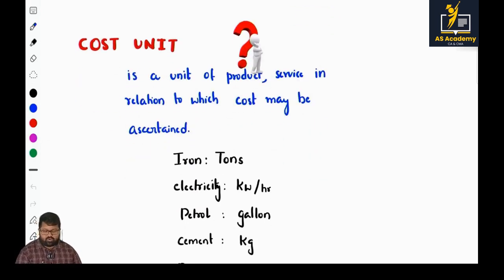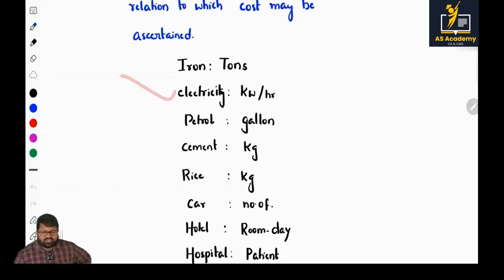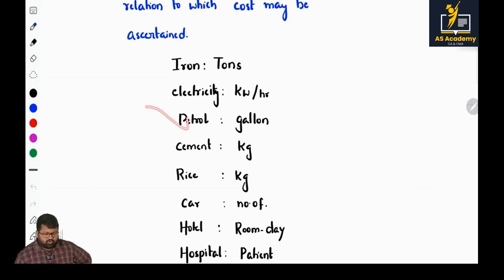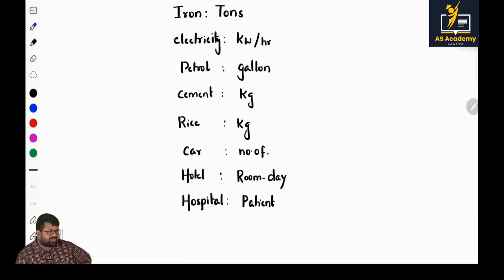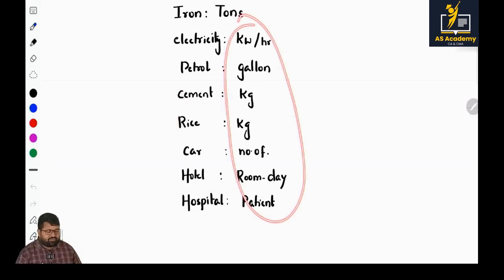Okay. And what about cost unit? What is the cost unit? Unit of product. It's a measurement unit. So how do we measure iron? What about electricity? Kilowatts. What about petrol? Gallon, or sometimes in barrels also. What about cement? Kg. So these are nothing but units of measurement. That is cost unit. Okay.